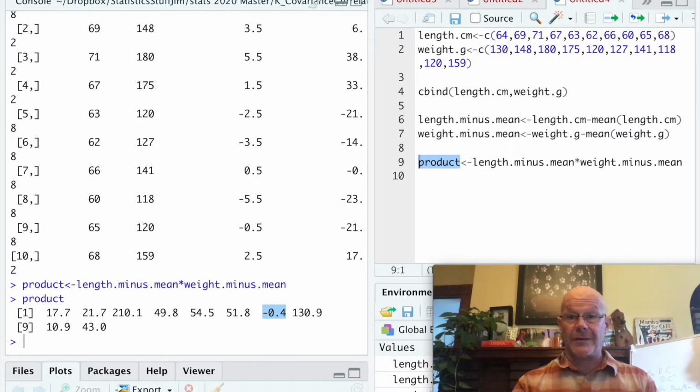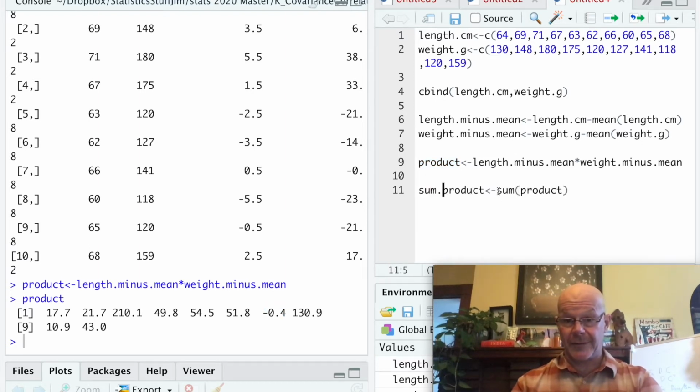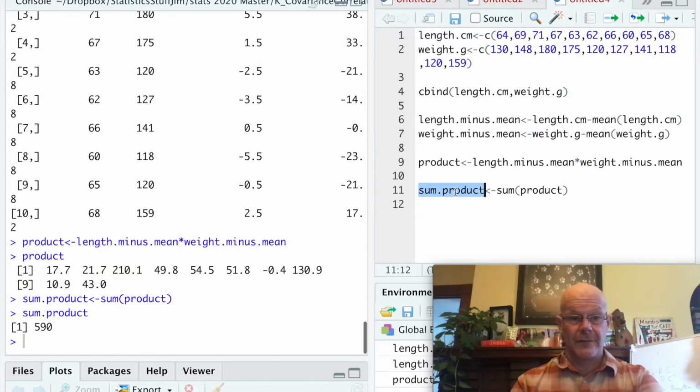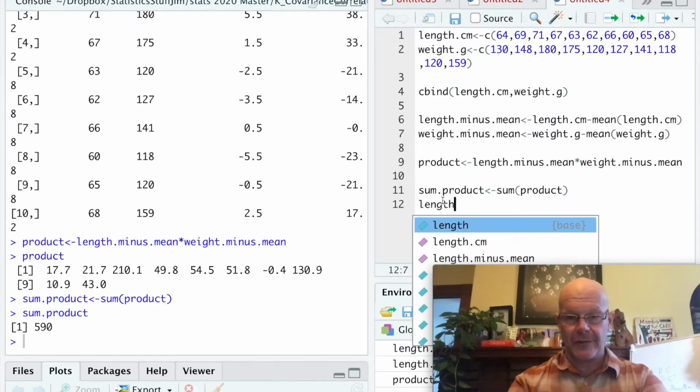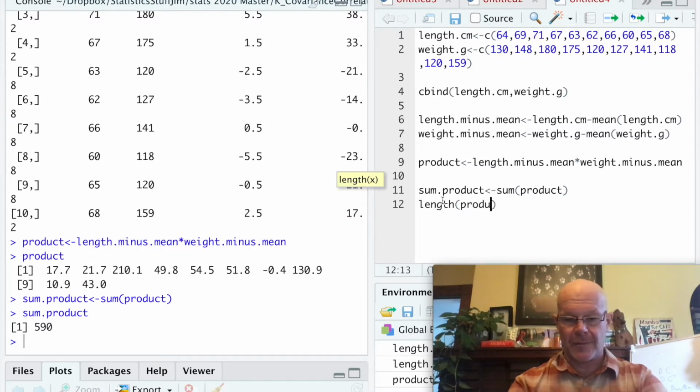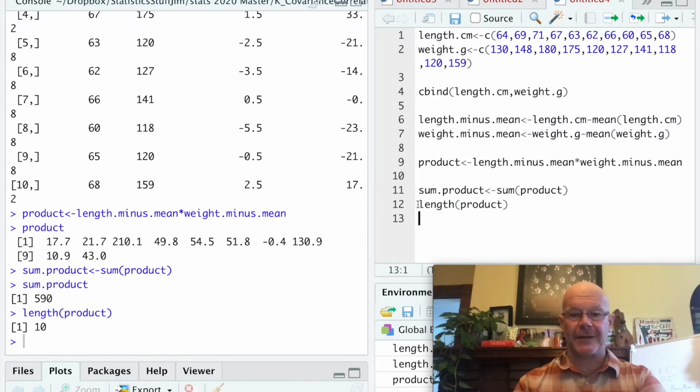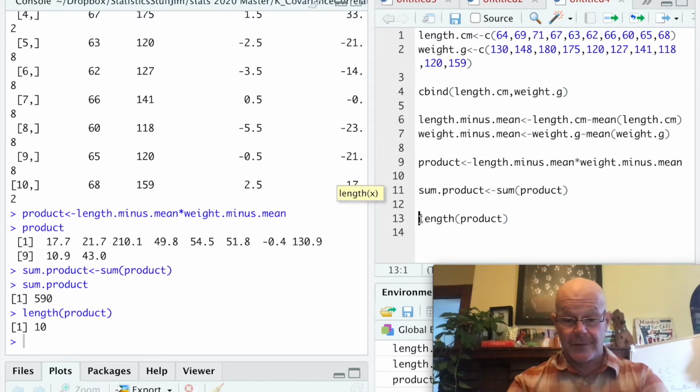And now what we're going to want to do is take the sum of all of those products. Sum of the product is going to be the sum of the products, and then we are going to take the average of that, the unbiased average. So we're going to divide it by n minus 1. And so what is the length of our product? And I'm pretty sure it's 10. It is indeed 10. And so once we have that, we can then calculate the covariance.